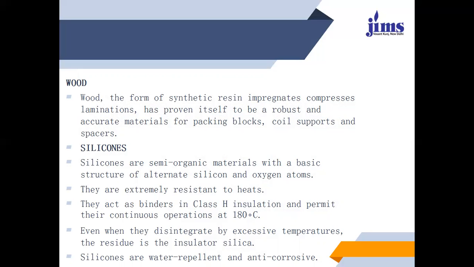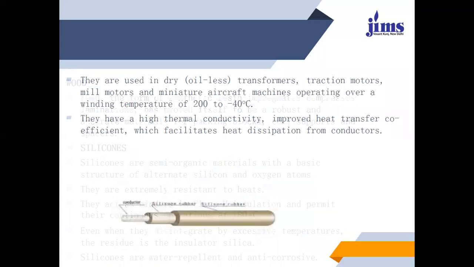Silicones are semi-organic materials with a basic structure of alternate silicon and oxygen atoms. They are extremely resistant to heat. They act as binders in Class H insulation and permit continuous operation at 180 degrees Celsius. Even when they disintegrate at excessive temperatures, the residue is insulating silica. Silicones are water repellent and anti-corrosive in nature.